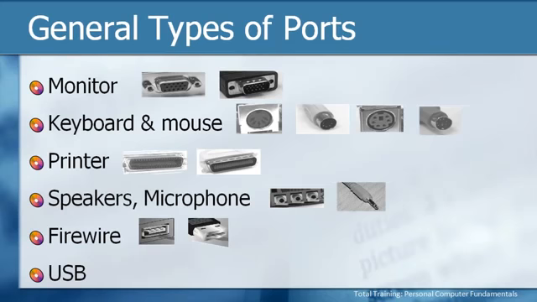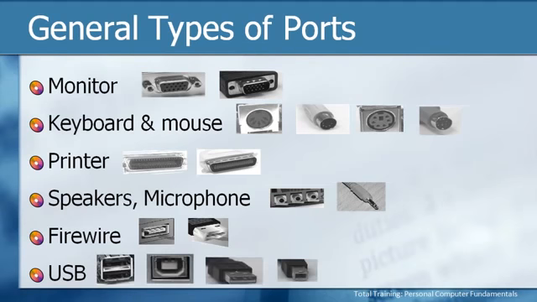In some ways, though, I have saved the best for last, because USB, which is a universal serial port, is actually the most popular type of port these days. It hasn't been around very long. The current standard is called USB 2 as opposed to USB 1. USB 2 is faster. So if you can buy USB 2 devices, that's the better choice.